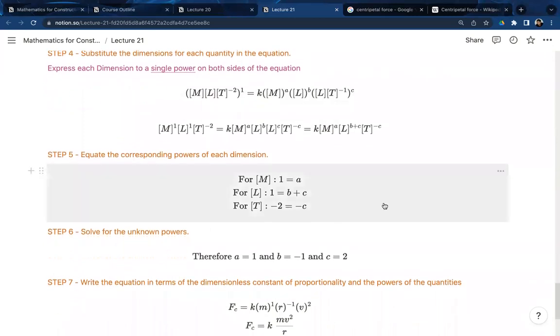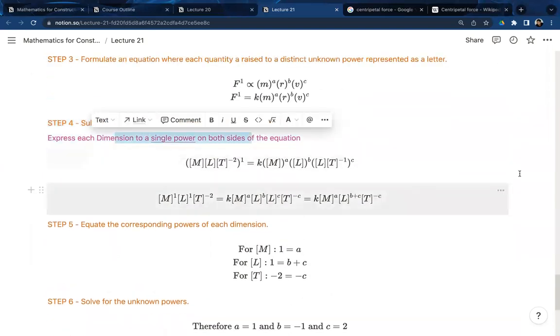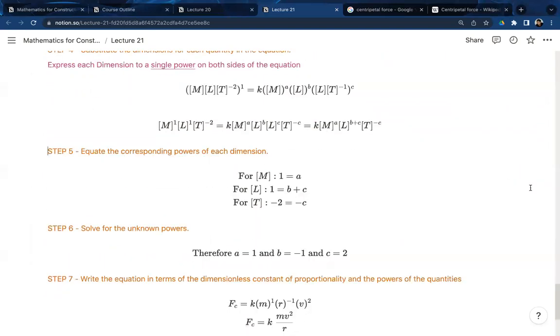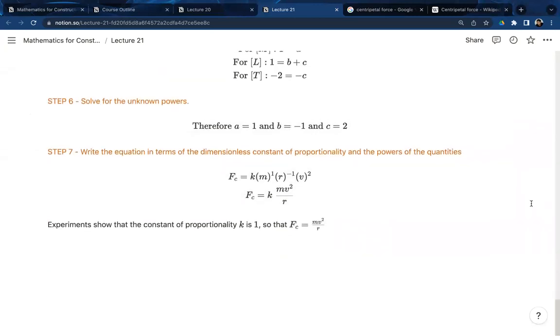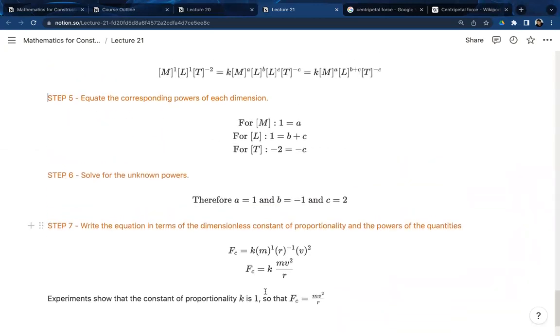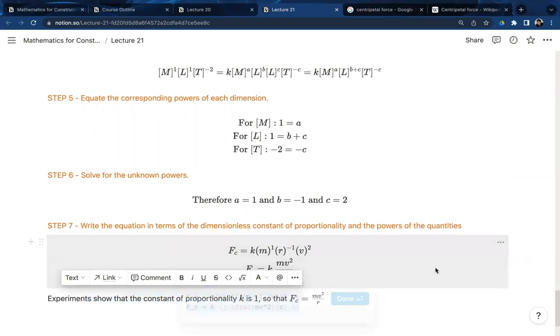If you're multiplying everything together, then these powers relate to each other using simple mathematics. It's just using simple indices, the laws of indices. L to the B by L to the C is L to the B plus C. And then B plus C is equal to 1, because again, express each dimension to a single power, right? Once you do that, it's fairly straightforward what each letter is, and you substitute and you get the equation. You wouldn't know what the constant of proportionality is.